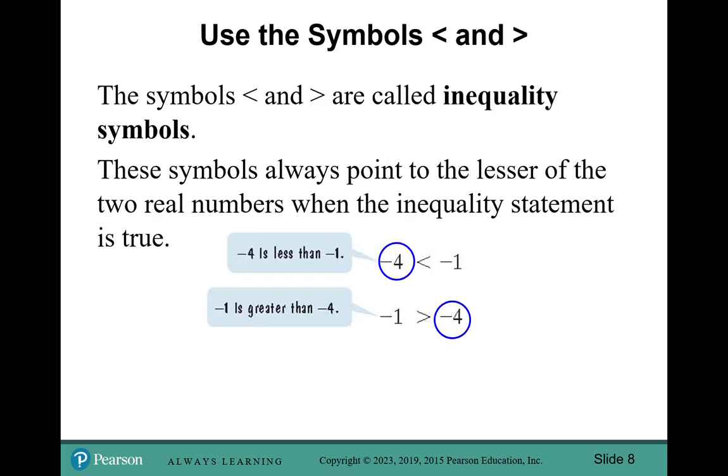The symbols less than and greater than are called inequality symbols. These symbols always point to the lesser of the two real numbers when the inequality statement is true. -4 is less than -1, just as we demonstrated before. The sign opens towards the -1, so -4 is less than -1, and -1 is greater than -4. The sign opens towards the -1 still.